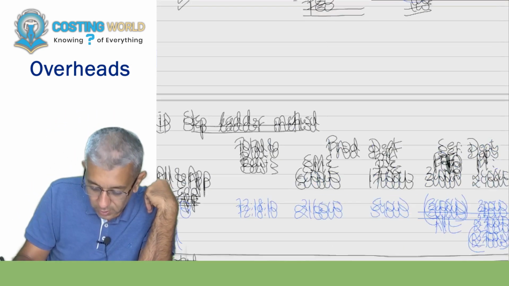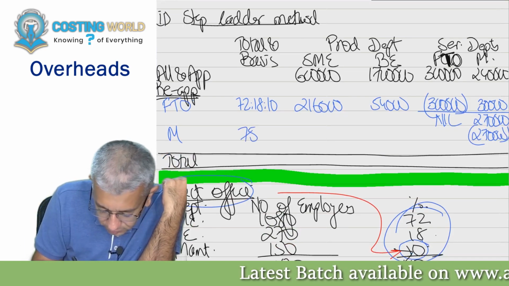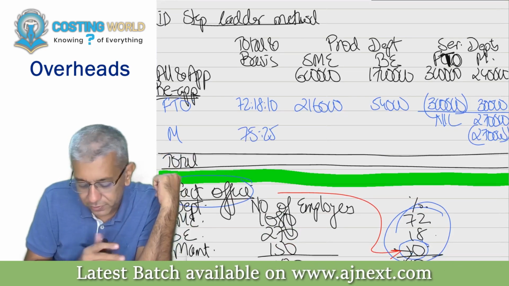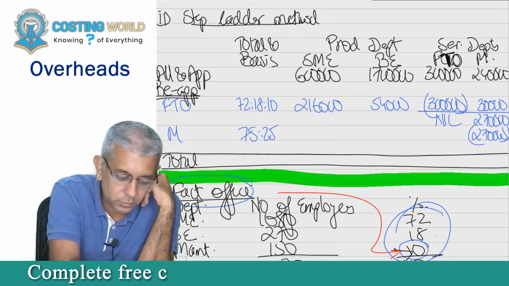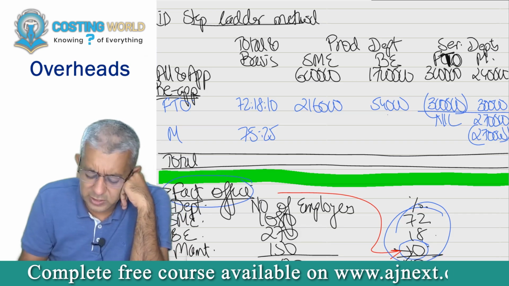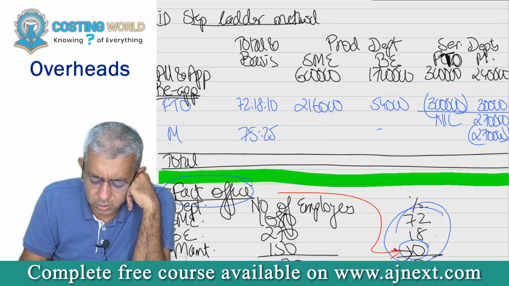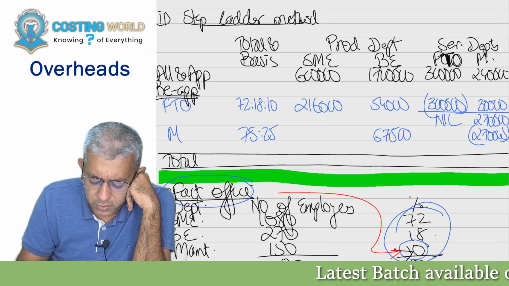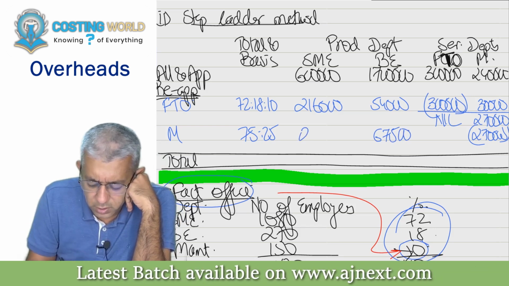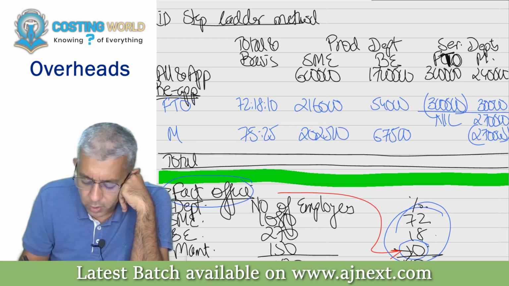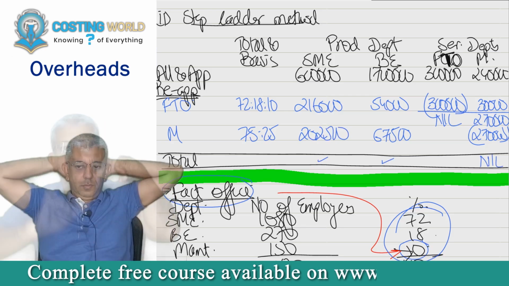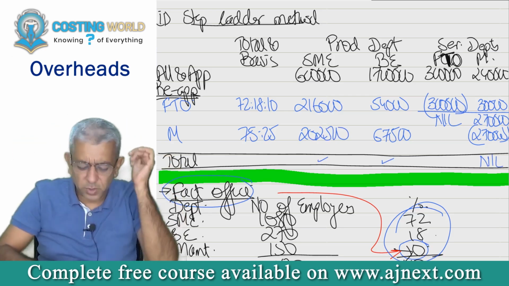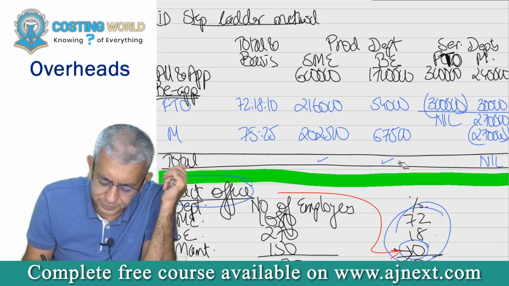Okay, so please write down 75:25. 135... 67,500. Yes, sir. And the other figure, 2,02,500. Total it up. This will also become nil. Total them up, please. That's okay. The totals are all fine.